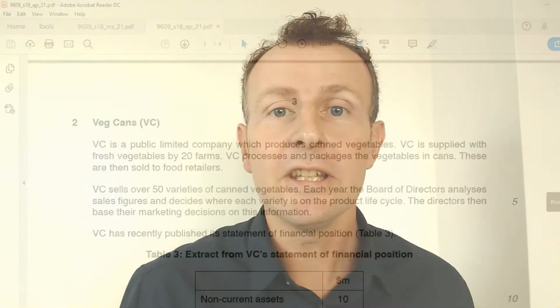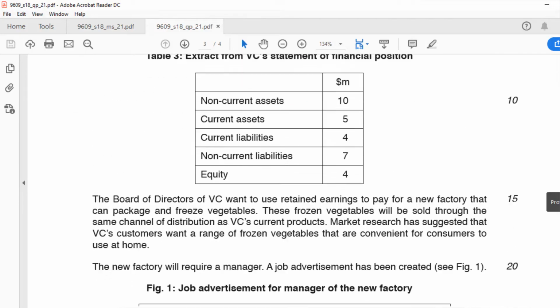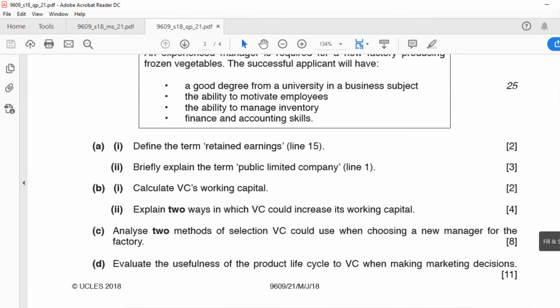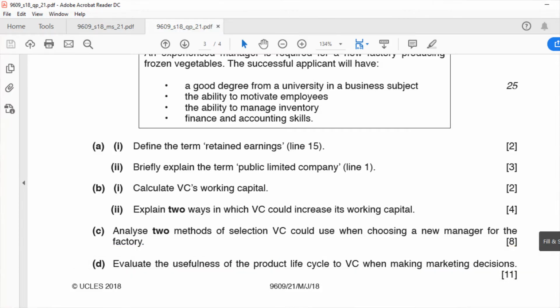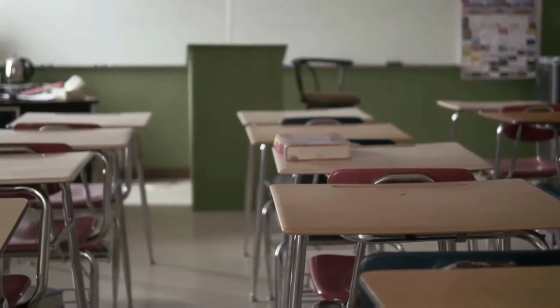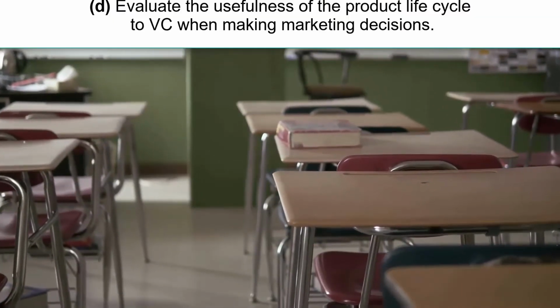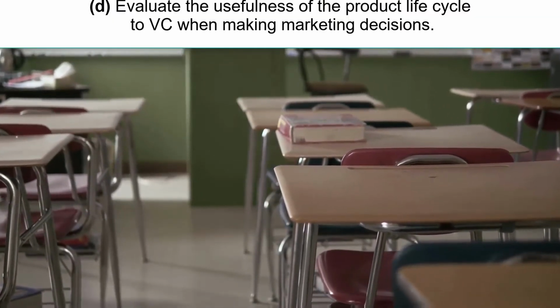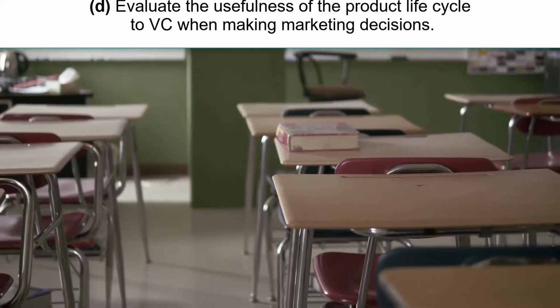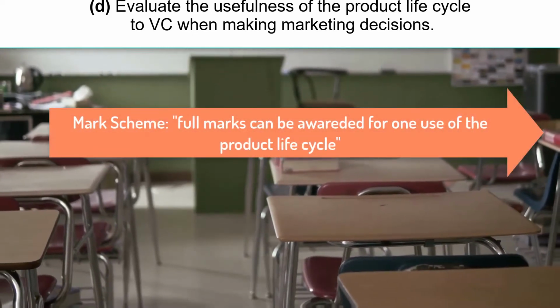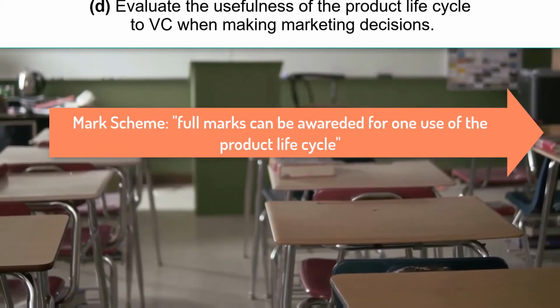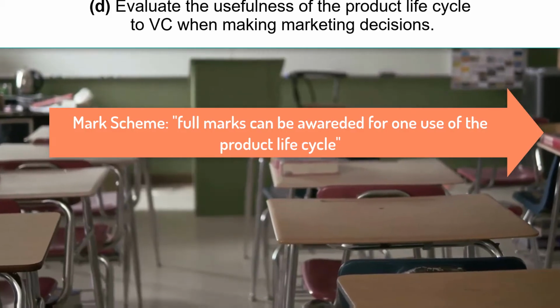The second case study, Veg Cans or VC, asks for an evaluation of the usefulness of product life cycle for Veg Cans. Now, this is an incredibly boring question and you don't have a choice because it's paper 2, and in paper 2 you don't have a choice, unlike the essay questions in paper 1. However, there is an upside, and that is the mark scheme says full marks can be gained from just one use of the product life cycle.